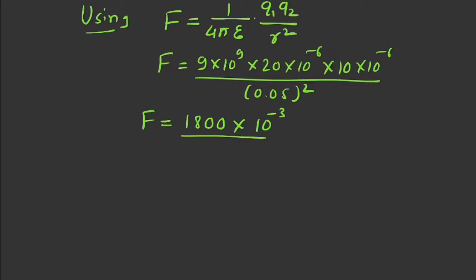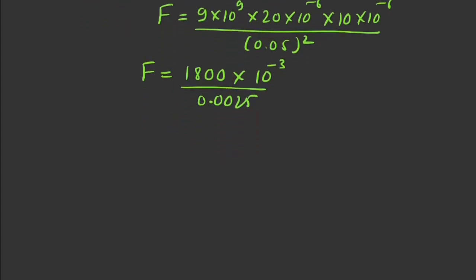Divided by, now what is 0.05 whole square? It is very easy, isn't it? It is 0.0025. That's it, isn't it? 0.0025. Now let us divide 1800 divided by 0.0025. So for theory exam, calculators are allowed. So you can use calculators, or you can calculate without calculators also, because it is easy to calculate.